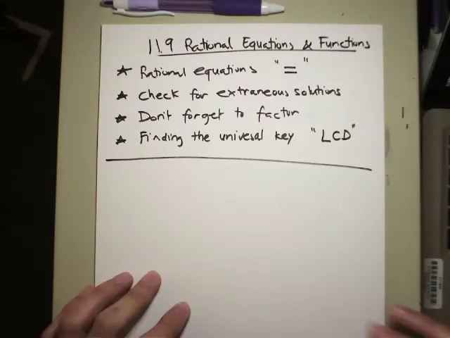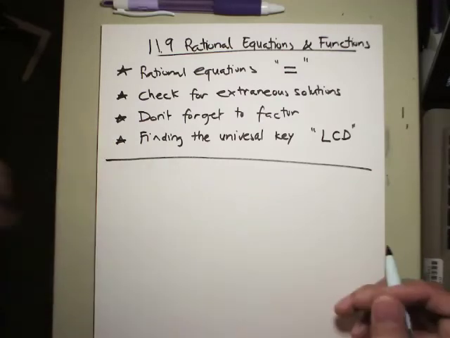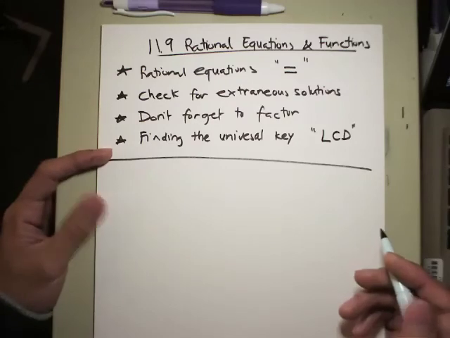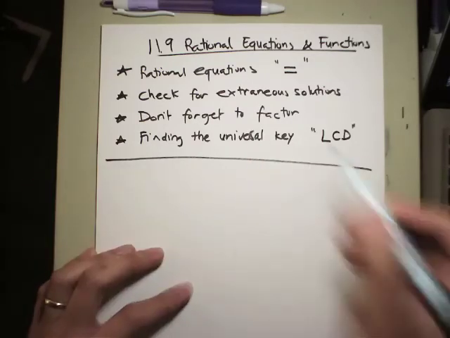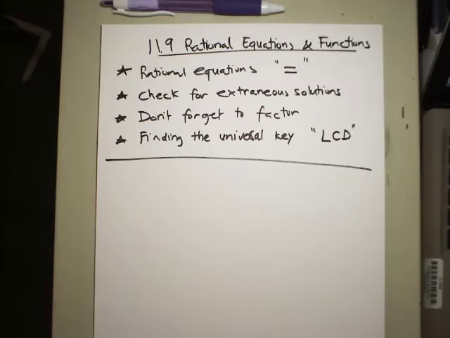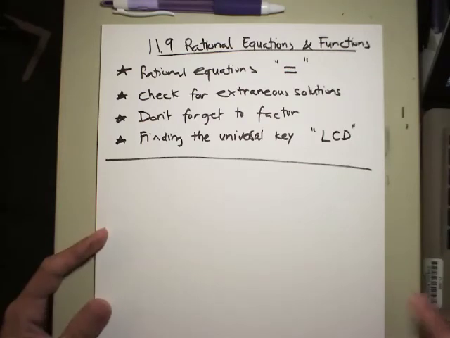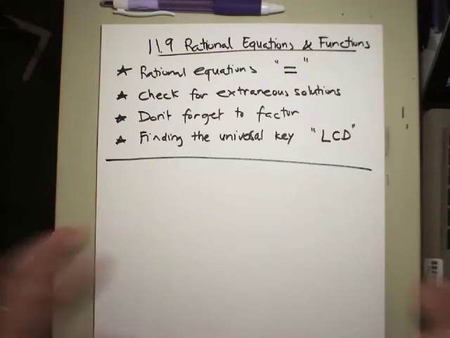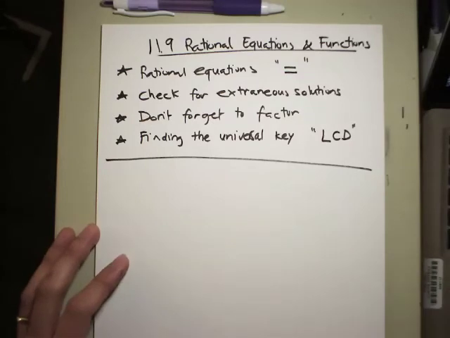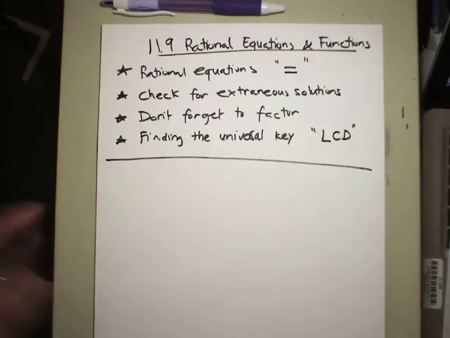And most importantly, what we learned in the past lessons is that you shouldn't forget to find what we call the universal key, which is what I call the LCD, least common denominator. We learned that you cannot combine fractions that don't have the same denominator, so we have to find the least common denominator. That applies to rational expressions as well. So let's take a look at our first example.